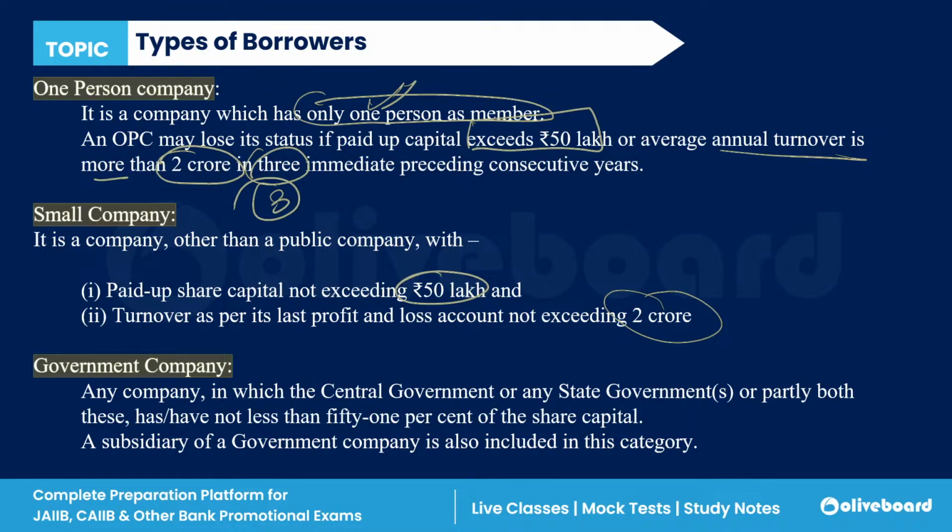Now, a government company is any company in which the central government or state government, or partly both, hold not less than 51% of the shares.